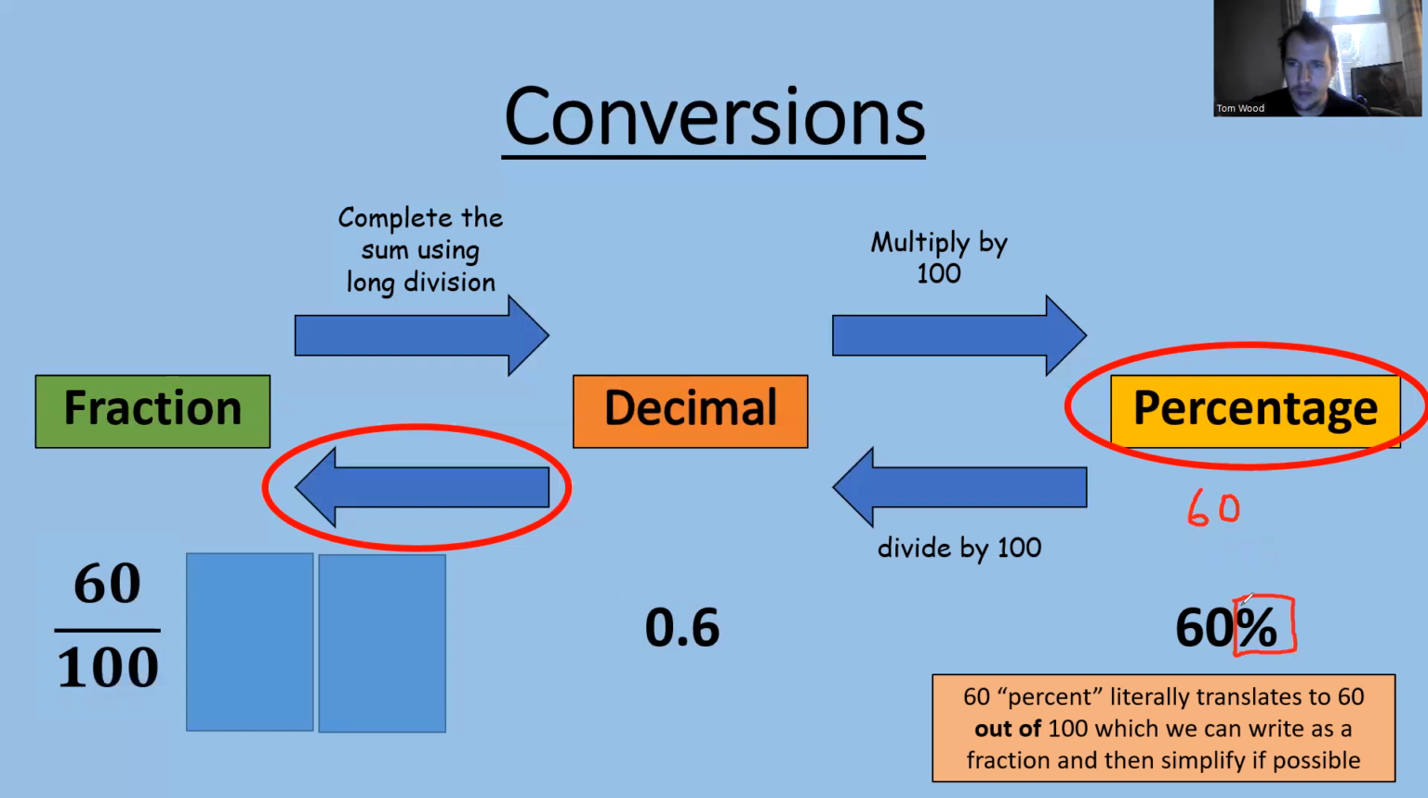We can now do this with any percentage. If I've got, let's say, 37%, what would that be as a fraction? It's going to be 37 over 100. If it was 28%, it's 28 out of 100. It's literally just how you say it. 12%, 12 out of 100. Do you see the pattern here? For any percentage, if we want to get it to a fraction, we just write it over 100. That's absolutely fine.